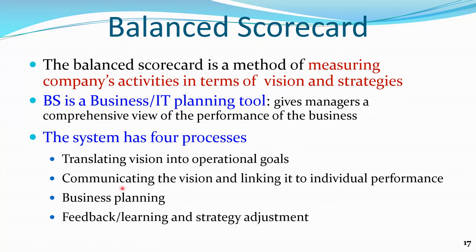Robert Kaplan explained the Balanced Scorecard, which is a tool that helps you identify different evaluation mechanisms, not only financial but also other related things. It gives managers a comprehensive view of the performance of the business, through these 4 processes: translating vision into operational goals, communicating vision and linking it to individual performance, business planning, and strategy adjustments. Likewise, different things can be done with the Balanced Scorecard.